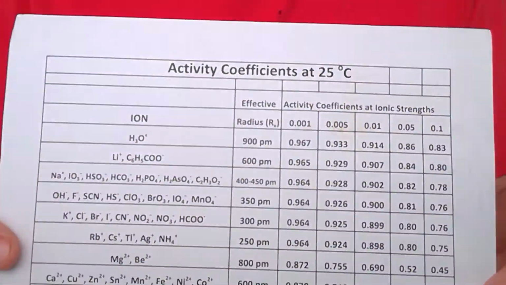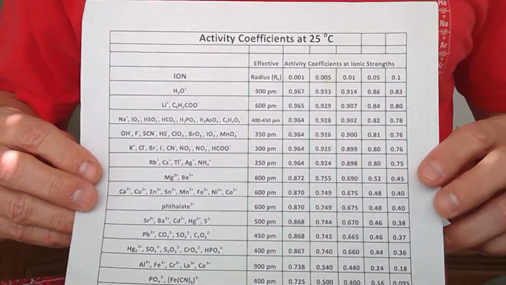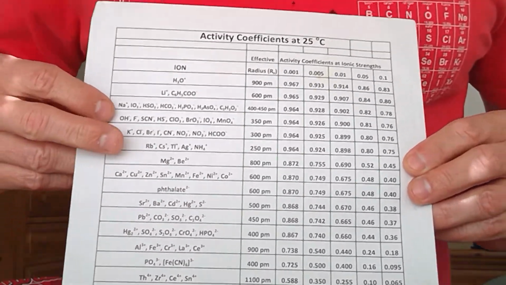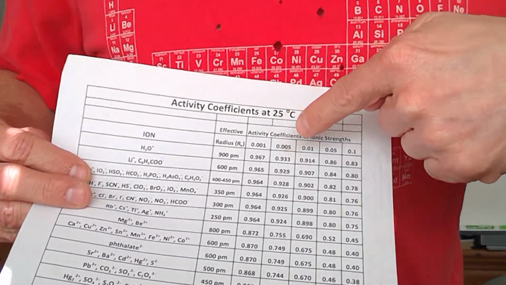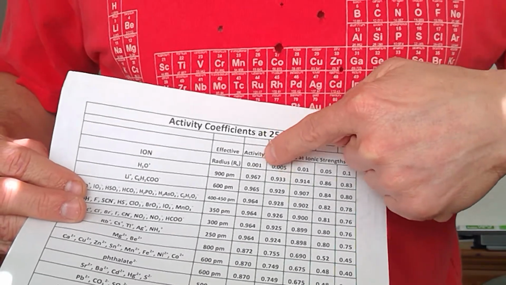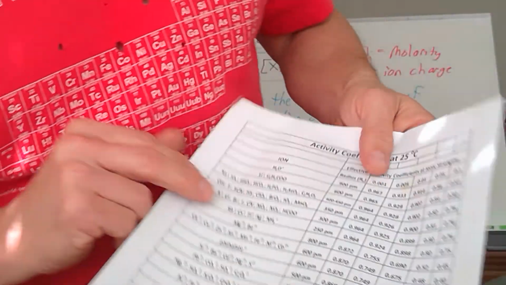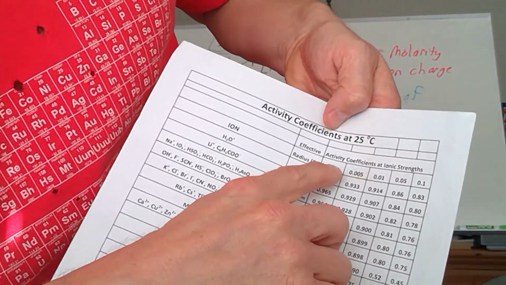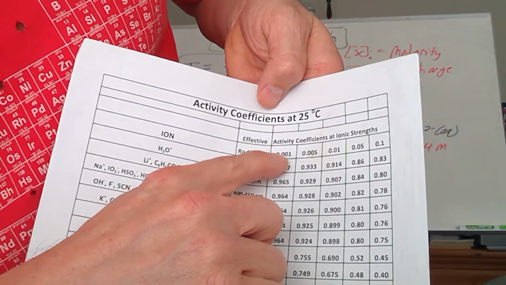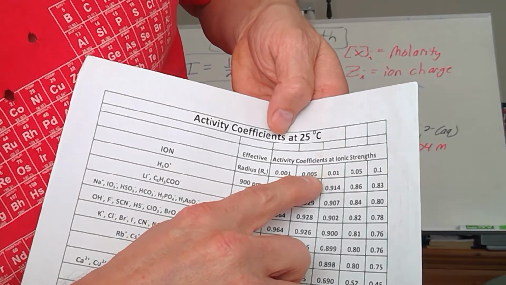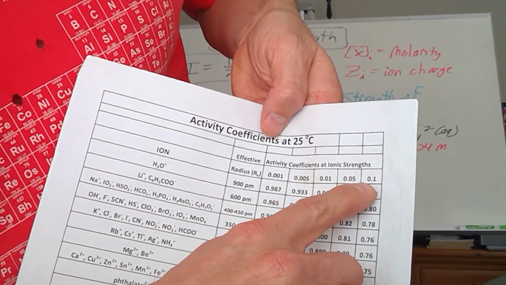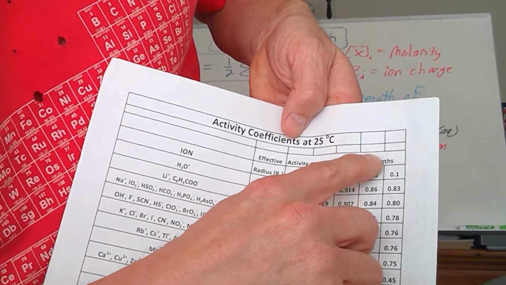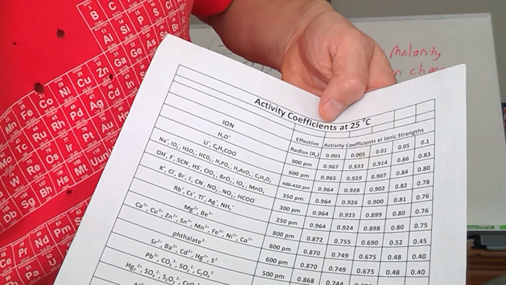So this is kind of what it looks like. This is what I would give you on exams. All right, so it's got a bunch of different ions here. And then it has a value of activity coefficients here based on the ionic strengths. So here on this top layer are the 0.001, 0.005, 0.01, 0.05, and 0.1. These are different activity coefficients based on ionic strengths, okay?